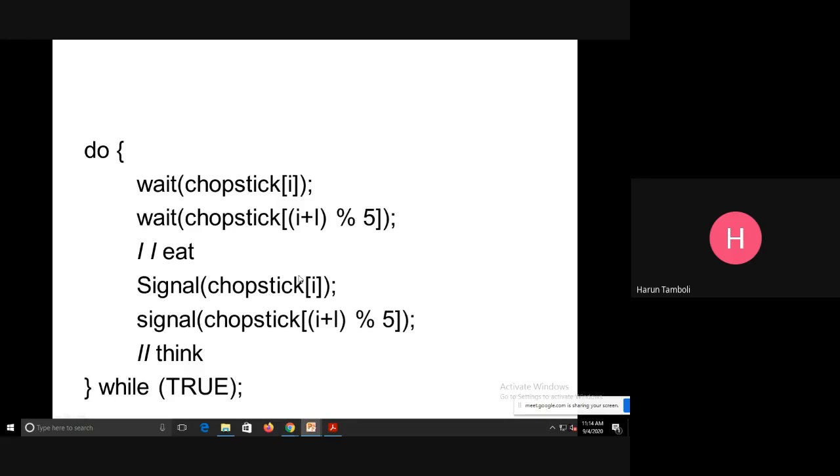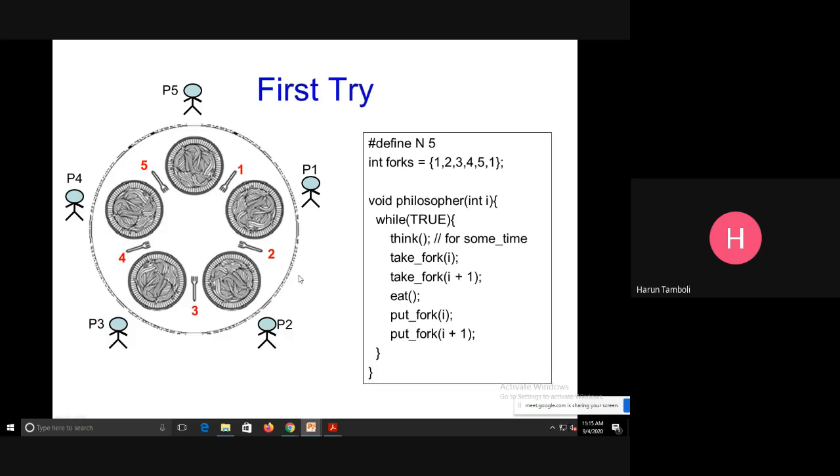Then after eating is finished, he performs the signal operation first on chopstick I, and then the signal operation on chopstick I plus 1, and after that he goes into the think state. Okay, so this much code is present in the textbooks, but I think it is not sufficient for understanding. For understanding, I have some other code.